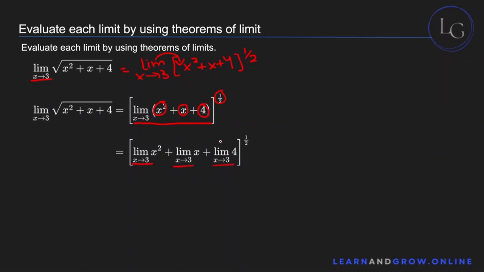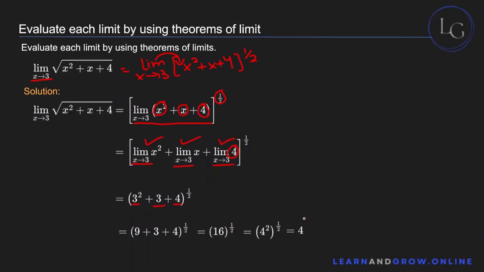Now, this term over here becomes 4, because again, it's a constant. You cannot apply a limit on it. But these two, you can apply the limit on. So the x squared becomes 3 squared. The x becomes 3, and the 4 remains as it is. So this becomes 9 plus 3 plus 4 to the power 1 by 2. And that becomes 16 to the power 1 by 2, which is just under root 16. And that is equal to 4, right? And so these are just very simple problems by using the theorems of limits that we've discussed.